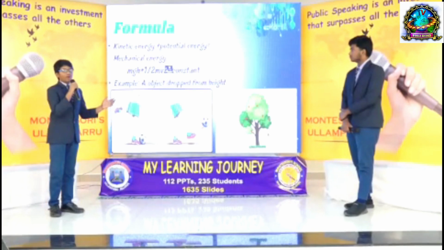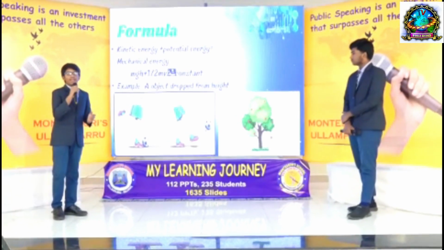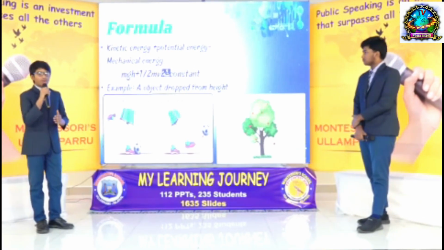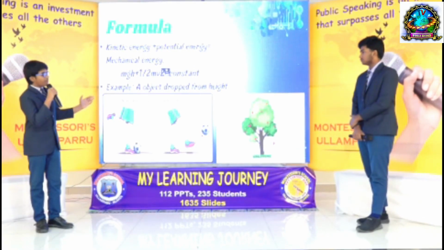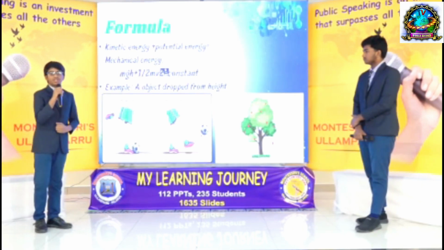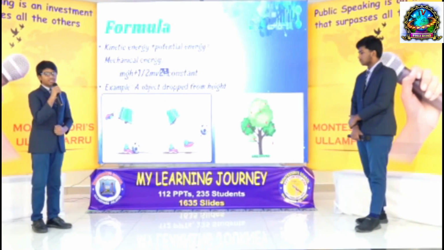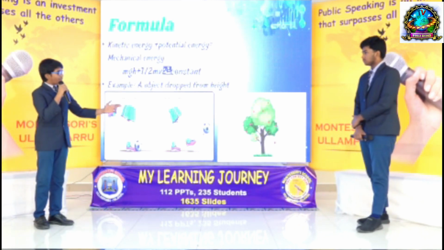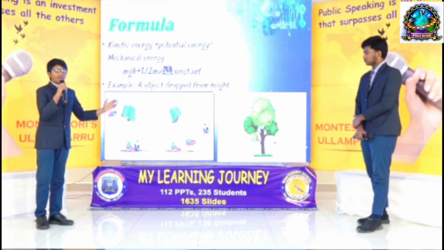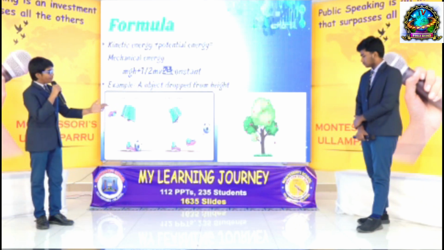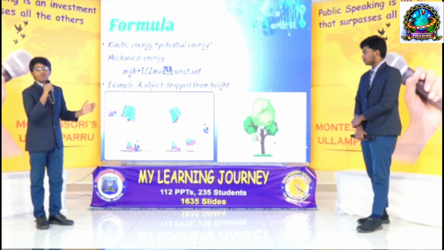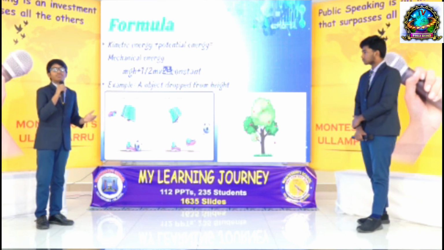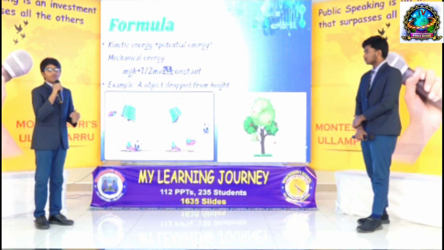Let us discuss its formula and some examples. Formula: here we already discussed that KE plus PE is equal to total mechanical energy, which is constant. In mathematical terms, mgh plus half mv square is equal to constant. Let us discuss an example. In this picture we can see that an apple is falling from a tree. When it is up, it has more potential energy and less kinetic energy. When it has fallen, it has more kinetic energy and less potential energy.